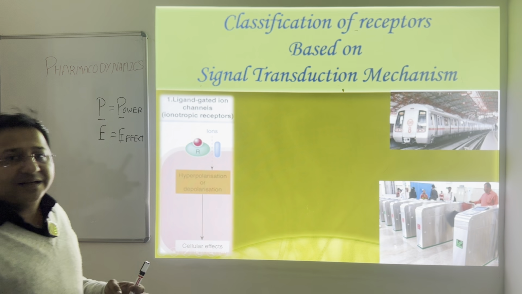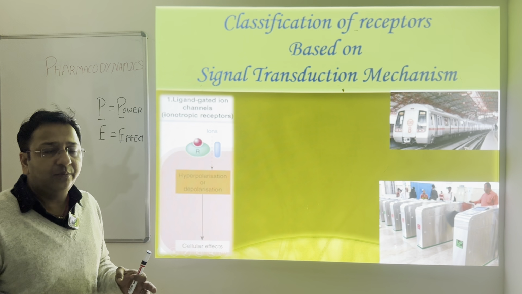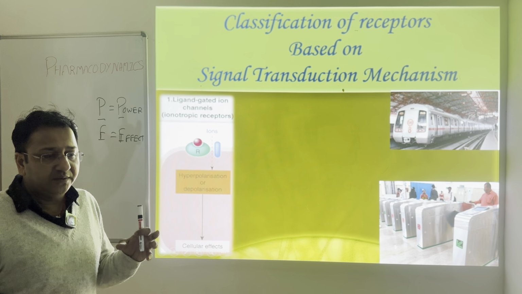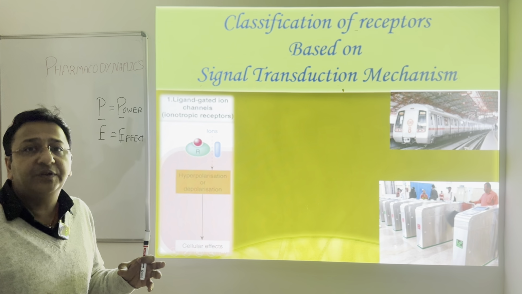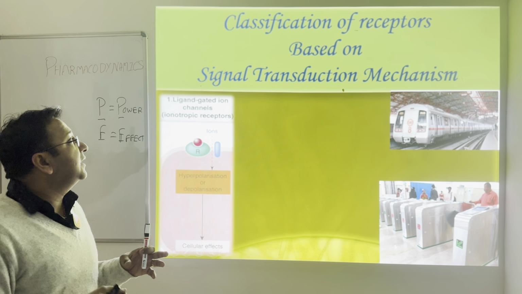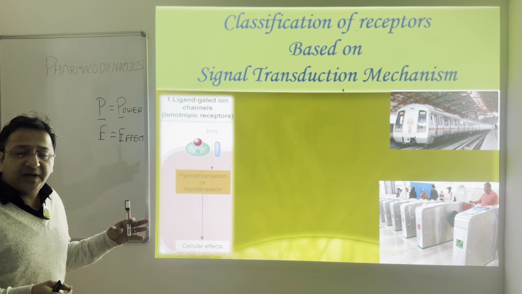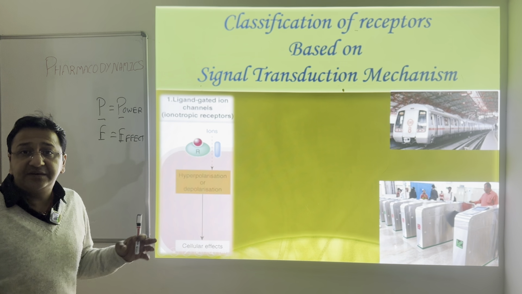Okay. Now we will see the receptors. The drug mainly acts through the receptors, like the lock and key hypothesis we have seen. There is a lock, and for that lock there is a specific key. So the lock and key hypothesis is there. So we classify the receptors based on the signal transduction mechanism.